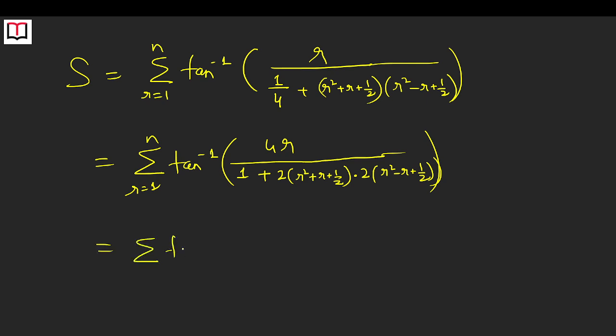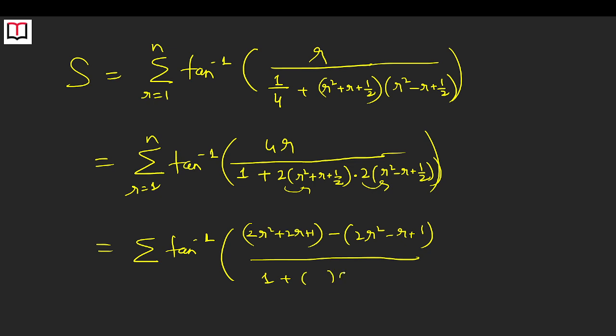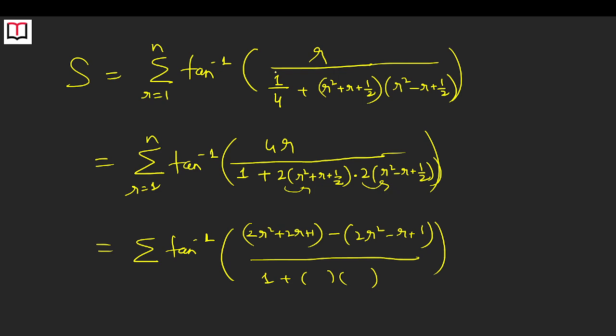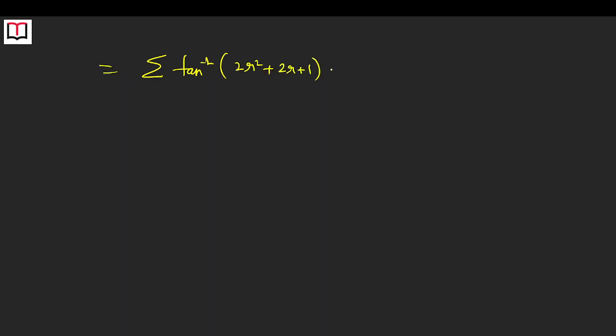Okay, so this is summation tan inverse of, fine, (2R square plus 2R plus 1) minus (2R square minus 2R plus 1), I'm taking this 2 inside, upon 1 plus this into this. So it's simply summation of tan inverse of (2R square plus 2R plus 1) minus tan inverse of (2R square minus 2R plus 1).